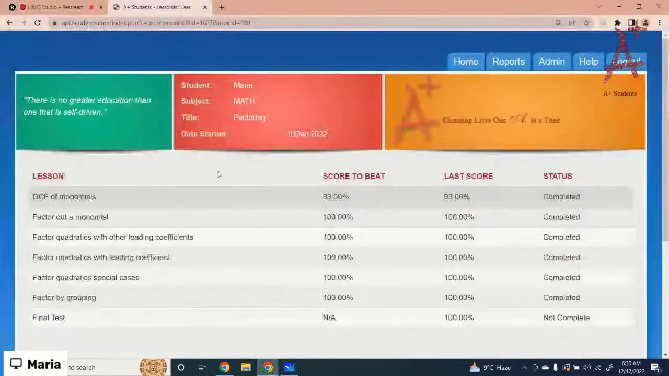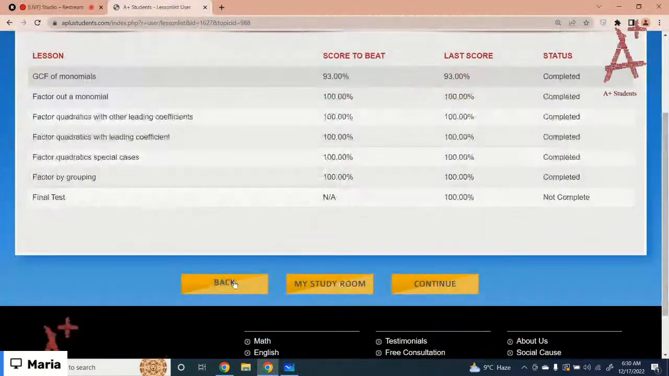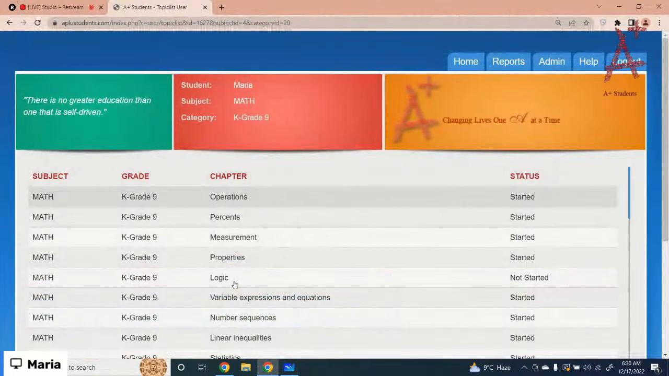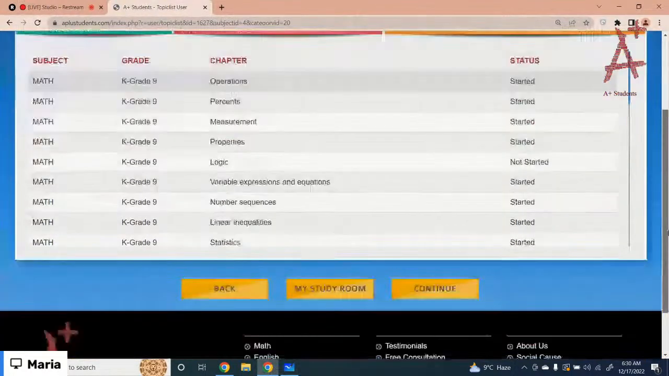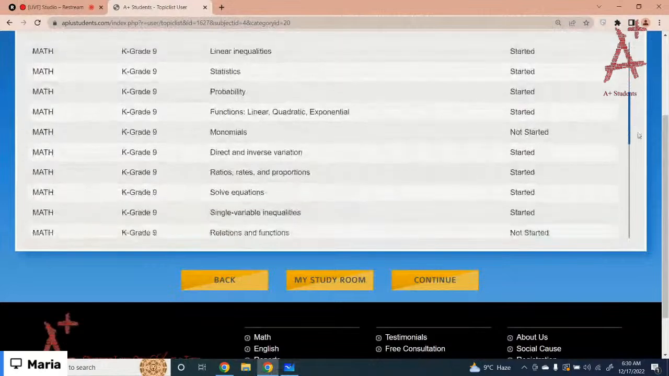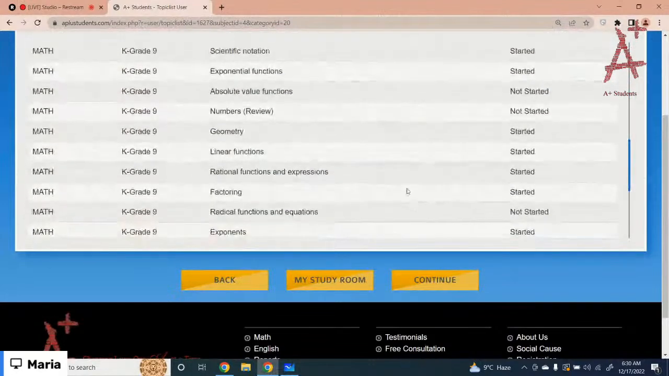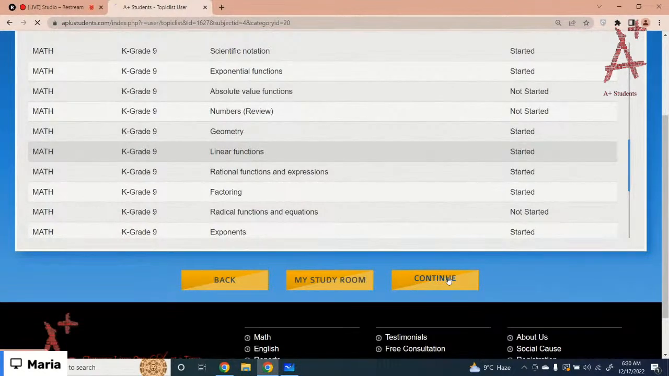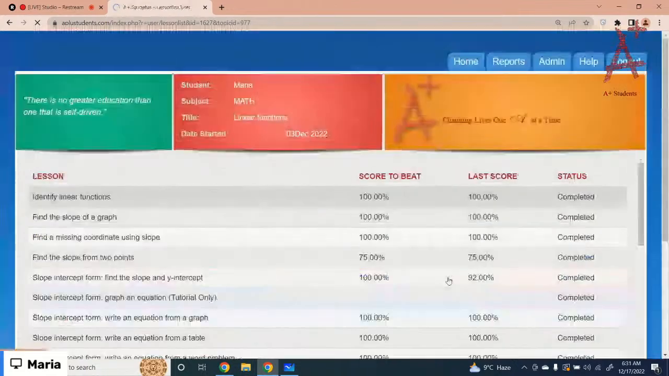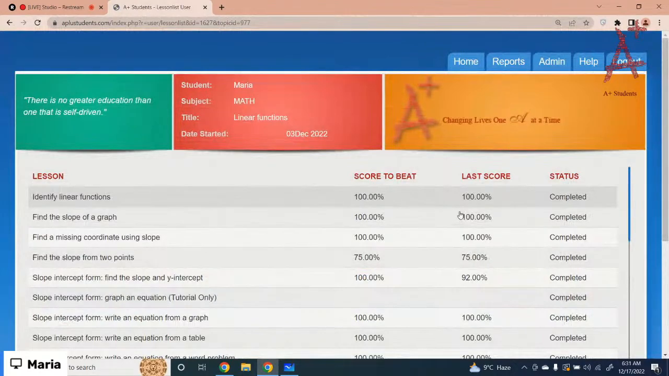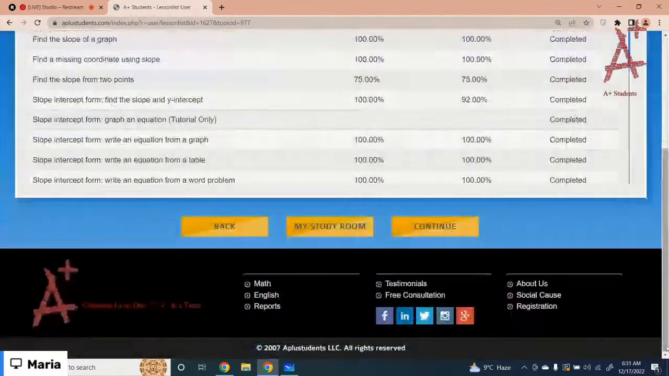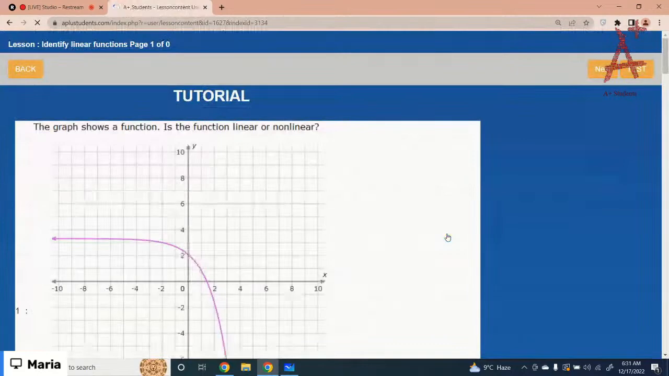Okay, let's go to grade 9 maths. Let me find the chapter that is linear functions. Okay, here it is, the linear functions. Let's start with the first topic, that is identify linear functions. So let's start with the lesson. Okay, the graph shows a function. Is the function linear or non-linear?